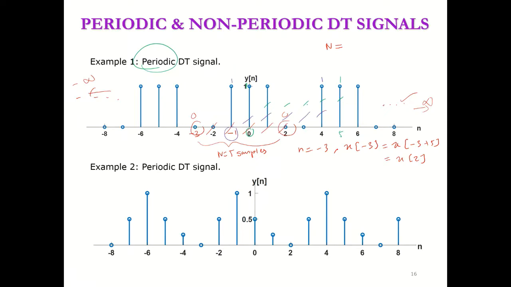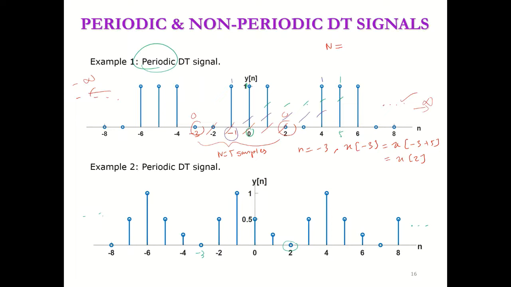Alright, what about the second example? Look at the second example. So now we can see the pattern as well. We have about three cycles as well, and it continues up to infinity and minus infinity. If you look at the pattern, we can say that the pattern repeats after, for example, from -3, it is zero again at n = 2.